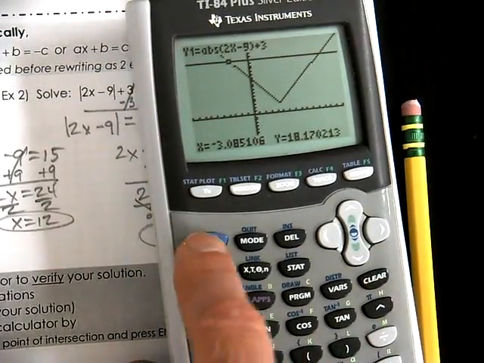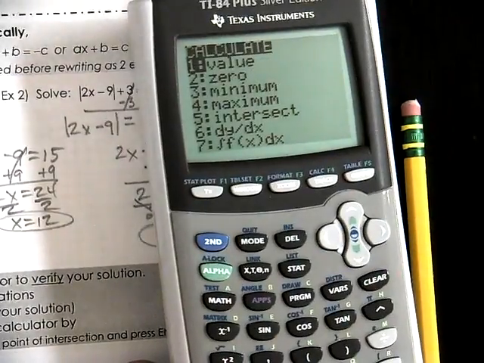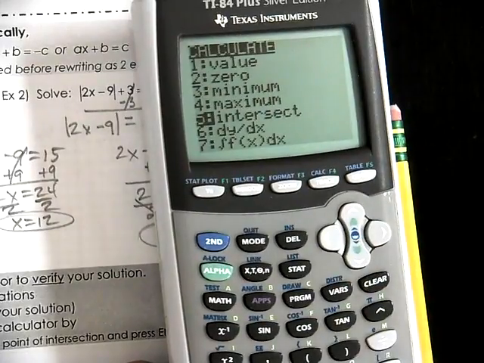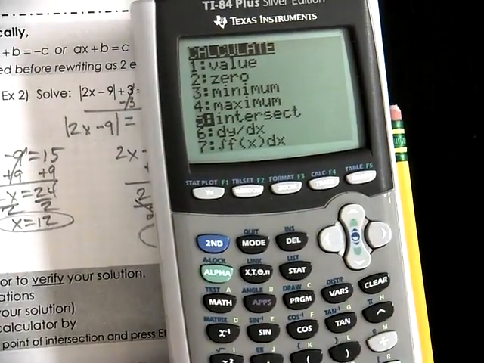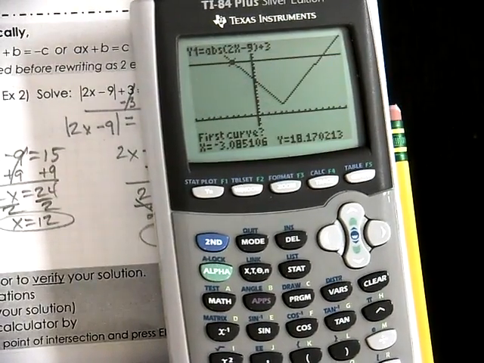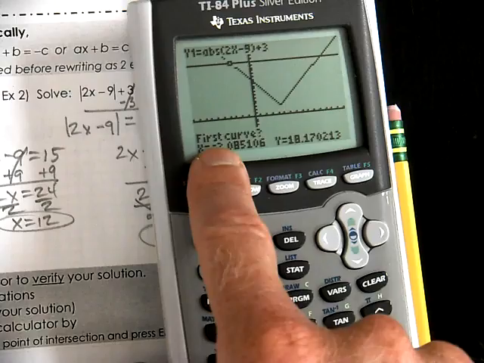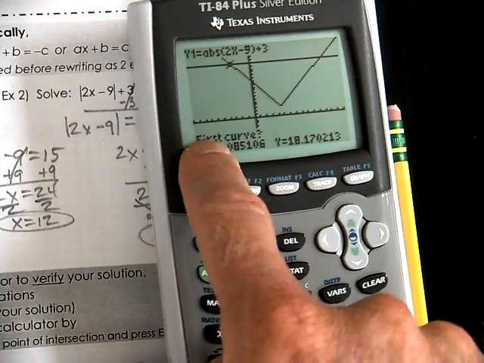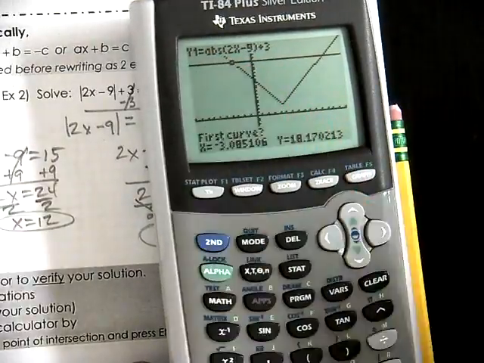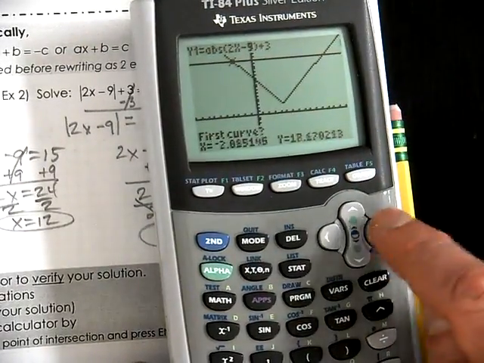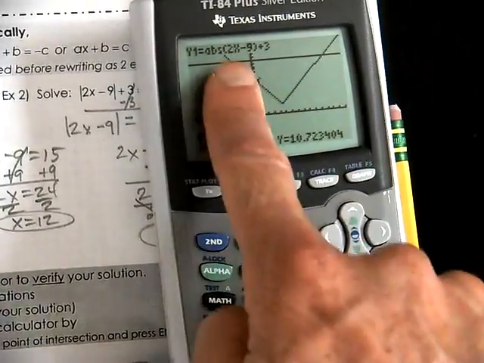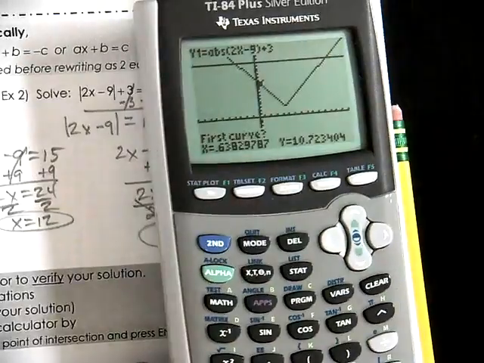What we are going to do is hit second trace. Then we can go down to intersect because we want to know where the two graphs intersect. It's going to ask us two questions. Actually, three questions. It says first curve. Is this equation your first curve? For many of you, I bet the cursor is down here somewhere. Okay? Is this your first curve? And the answer is yes.